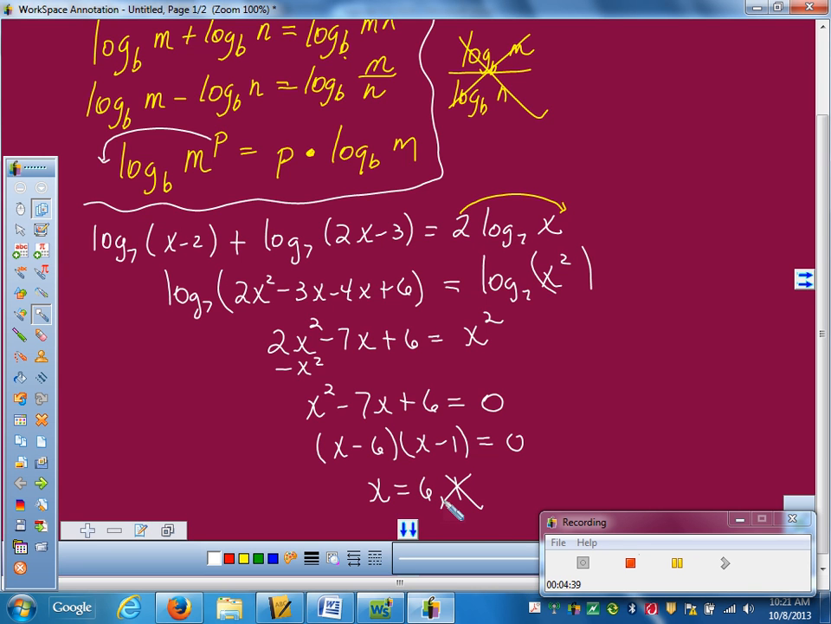So the 1 is gone. If it doesn't work in 1, the other answer is good. X equals 6 is fine. 1 is not a solution. The answer is 6. Why would you not add 1? Because if you put 1 up here, 1 minus 2 would come out negative. You can't have a log of a negative.